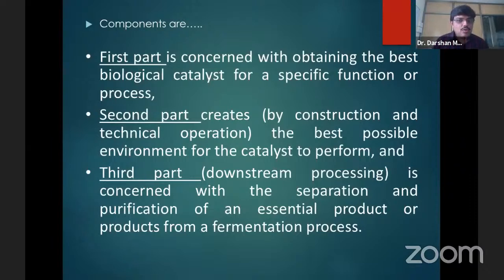What is the meaning of that? Whatever fermentation or bioprocess technology you try to do, you are required to select the best biological catalyst. What is the meaning of the best biological catalyst? It means you are supposed to select that kind of enzyme, that kind of organism which is able to convert the maximum amount of substrate into the product. It should convert the maximum amount of substrate which you have taken into the maximum amount of product.